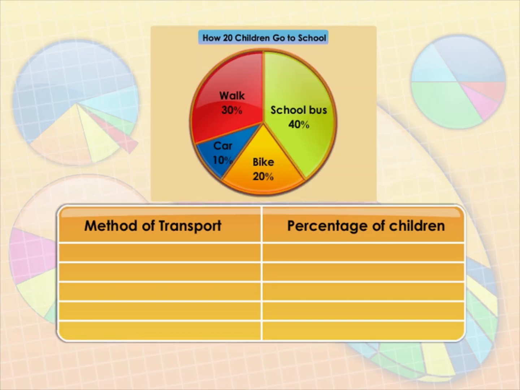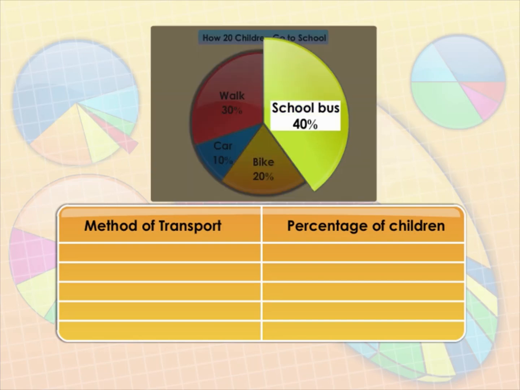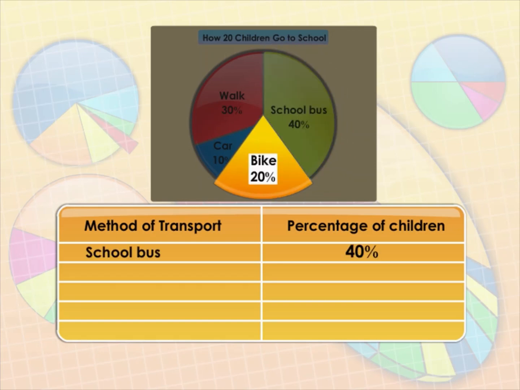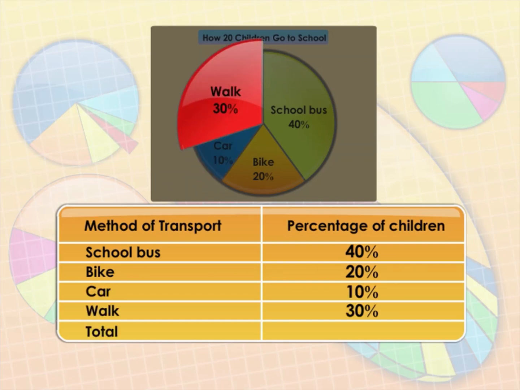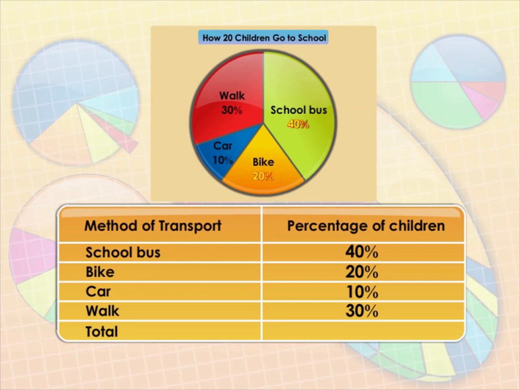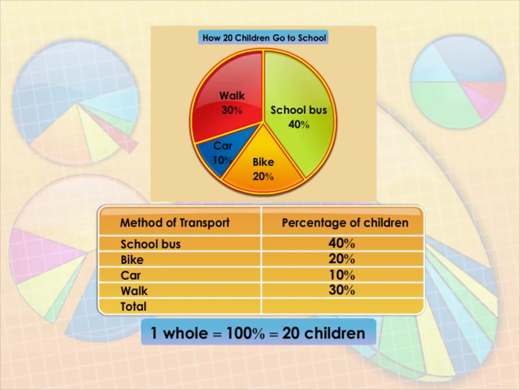What does each slice show? The biggest slice shows 40% of the children go to school by school bus. 20% of the children cycle to school. The smallest slice shows that 10% of them go by car and 30% walk to school. The percentages must add up to 100. Why? This one whole pie represents 100%, which equals a total of 20 children.